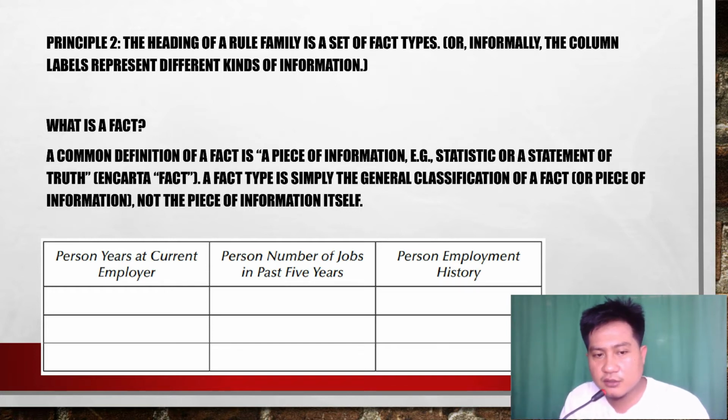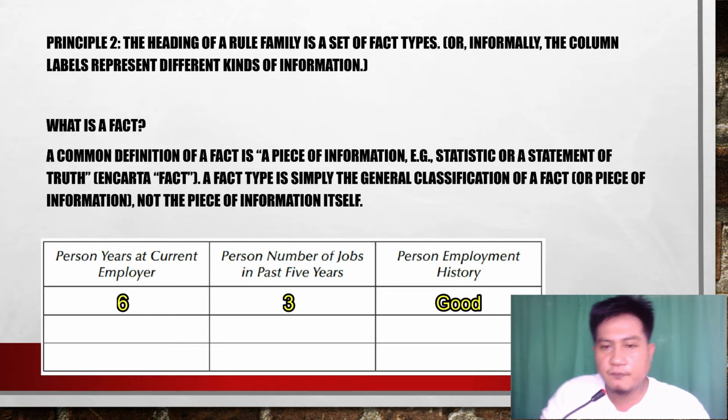Now the answer to this, or the content in the body for person, years, and current employers. For example, we put 6 here, so that number 6 is now the fact. Then let's say for example person number of jobs in the past 5 years. The person has 3 different jobs, and then the person employment history is, say, good. So the 6, the 3, and the good are now the piece of information. That is the fact, with regards to the fact types or the column labels. Okay, so that is the principle number 2.